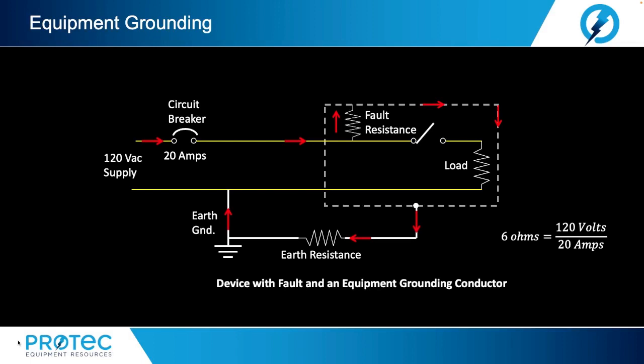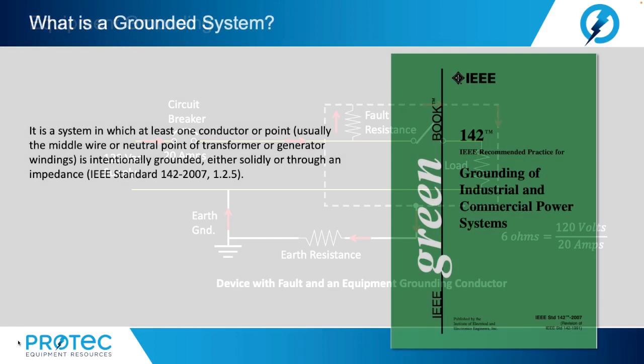More precisely, since the maximum fault current without the circuit breaker tripping is 20 amps, the maximum voltage at the metal chassis with respect to ground is 20 amps times the 0.2 ohms of resistance, which results in 4 volts.